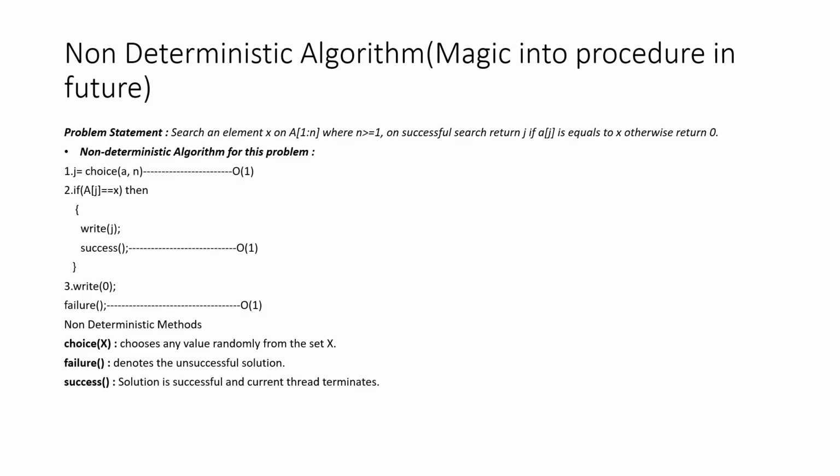For example, if you see here, it is a search problem. The problem statement is searching for an element in an array of elements, and it will return true if the element is found, and return false if the element is not found.